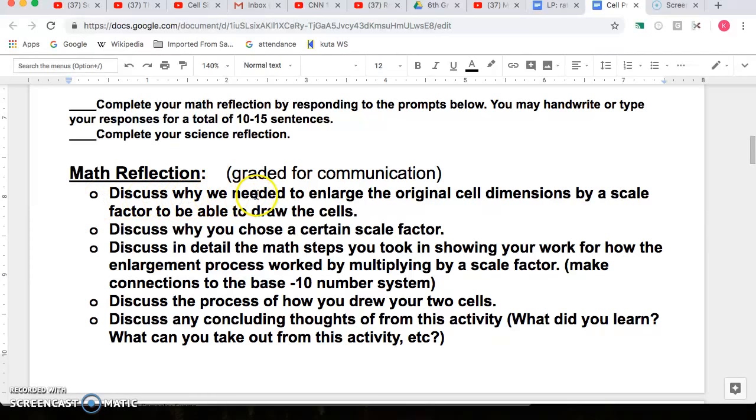So you need to discuss why we needed to enlarge the cell dimensions by a scale factor to be able to draw it. You're going to need to discuss why you chose your scale factor for this project, why that's the one that you needed. Discuss in detail the math steps, showing your work for how the enlargement process works by multiplying by that scale factor, and make connections to that base 10 number system. You should understand the base 10 number system and how it works. You're going to discuss the process of how you drew your two cells, and then discuss any concluding thoughts on the activity, such as what did you learn or what did you take from this activity.